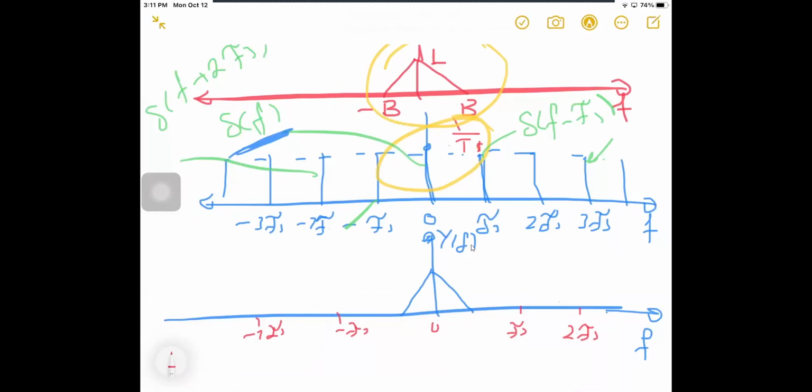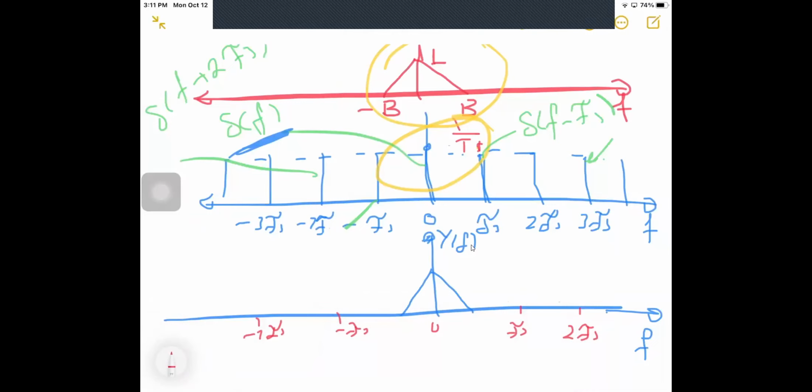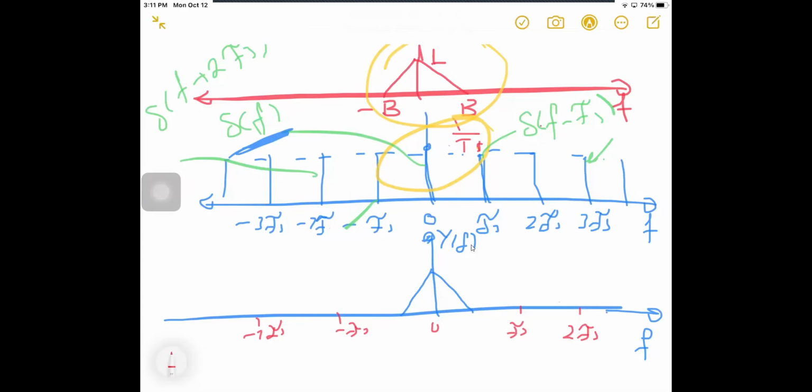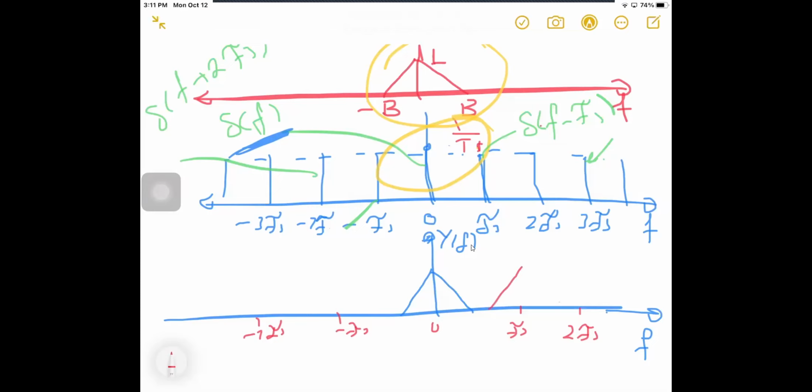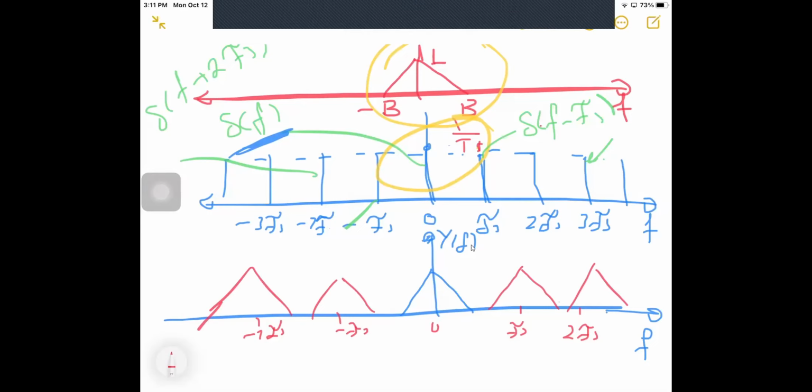Now, what will be the convolution for the second term? I mean x of f convolved with delta of f minus fs. What will be the answer? X of f shifted by fs. And for the plus delta fs, it will be at this point, minus 2fs at this point, plus 2fs at this point, and so on up to infinity.